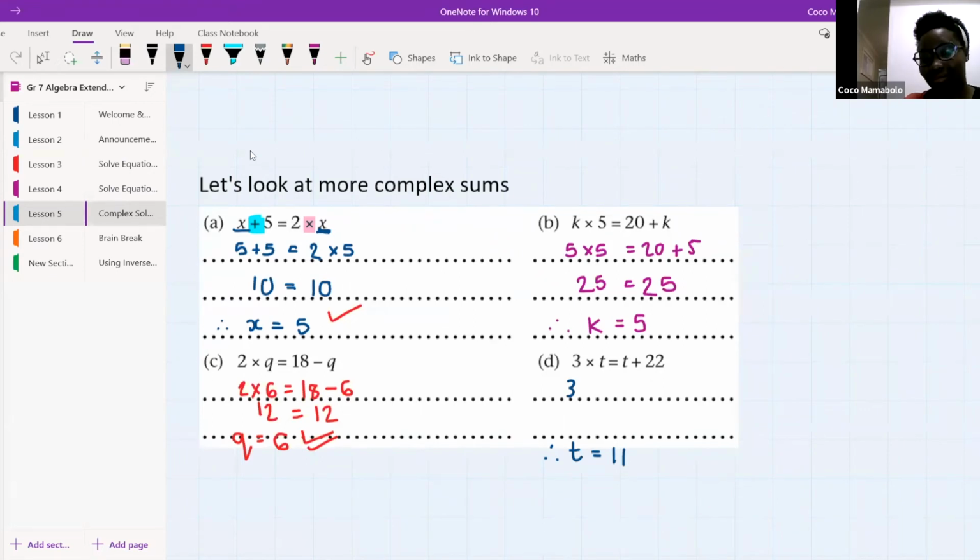3 times 11 equals 11 plus 22. Good. And then what's 3 times 11? 33. 33, excellent. And what's 11 plus 22? Also 33. And 33 is equal to 33. So we know that T is equal to 11. Excellent stuff, very well done.